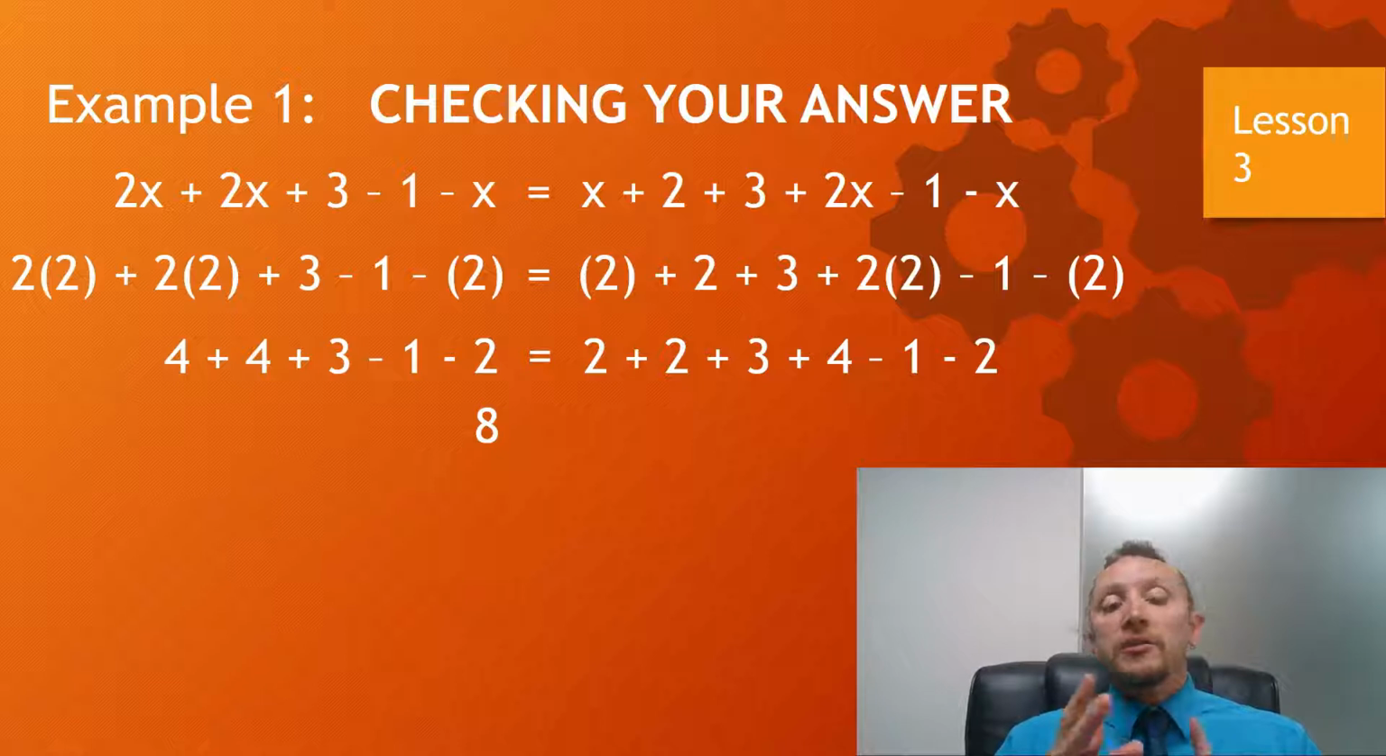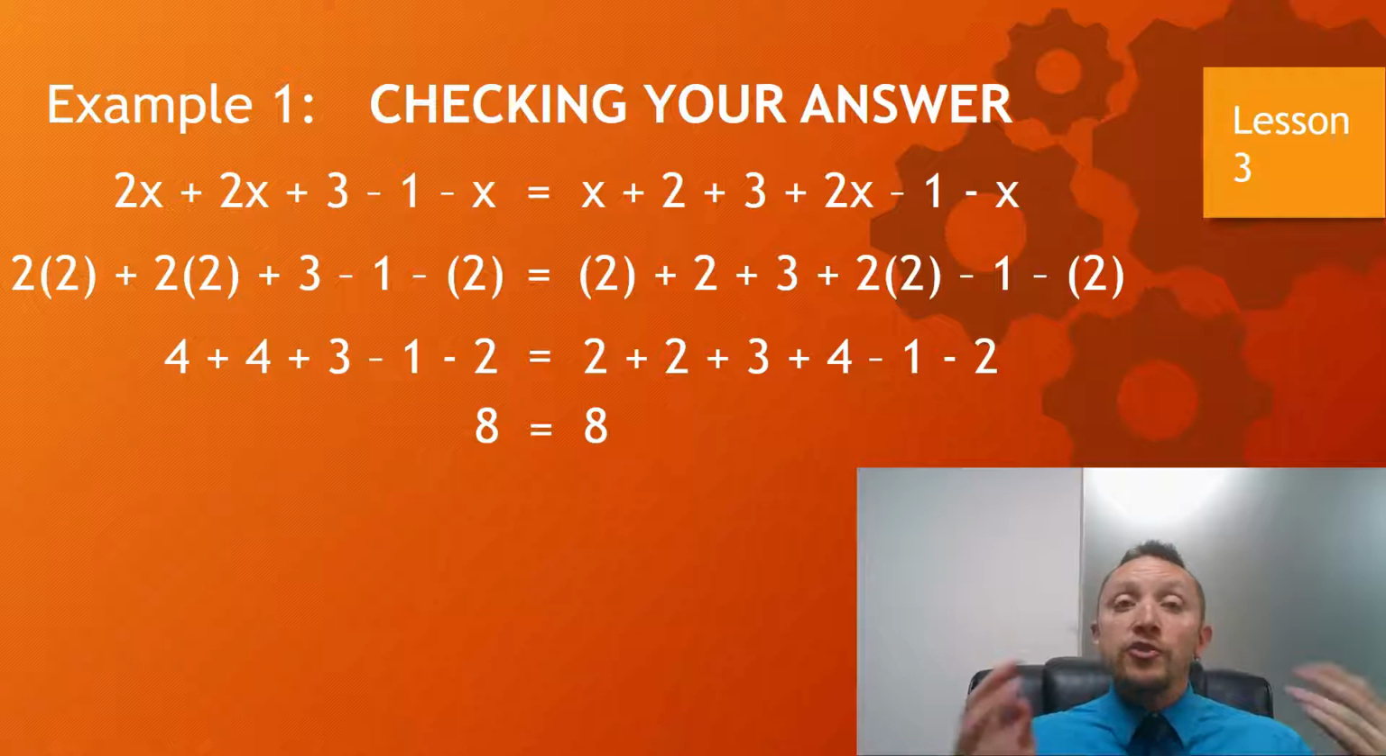So let's check. 2 plus 2 is 4. 4 plus 3 is 7. 7 plus 4 is 11. 11 take away 1 is 10. 10 take away 2 is 8. Okay, now that's a lot of numbers to keep track of. That's why I went kind of slow there. If you need to go back and process that a little bit slower, you can. Hopefully you see that 8 equals 8. That's a true statement, so that means that we did get the correct answer.